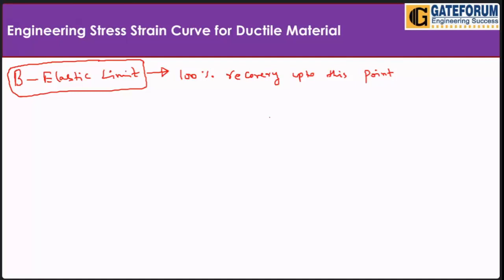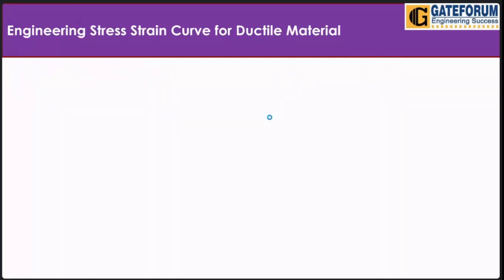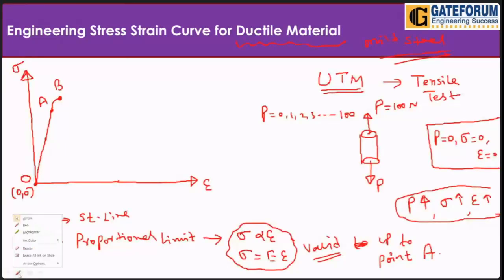Now, if we further increase the load, what will happen? We will get another point, which is known as point C, the upper yield point. Then we have point D, which is known as the lower yield point. Then this curve will be like this. Here we have point E, that is the ultimate point, and finally we get the fracture point F. Okay, so many points here we have.